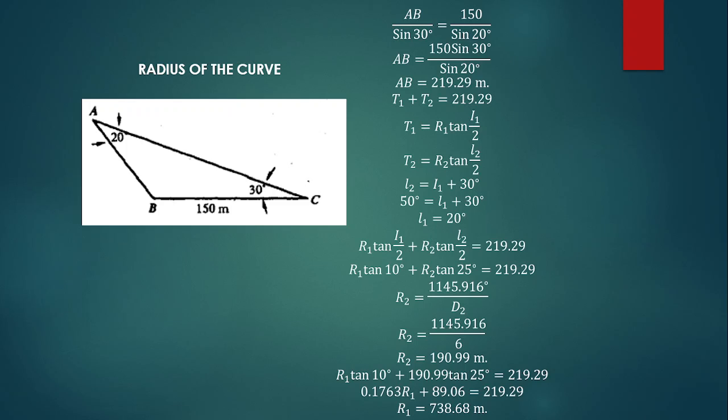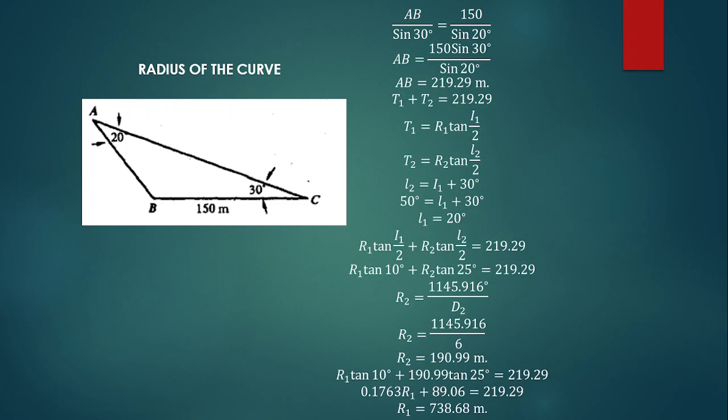So yun, radius of the curve is given yung mga value ng angle nila. So ito po yung ginamit ko. AB over sine 30 degrees is equals to 150 over sine of 20 degrees. So AB, ayun, 150 sine 30 over sine 20 degrees. AB is equals to 219.29 meters. So for T1 plus T2, ibig sabihin ang T1 plus T2 is equals to 219.29.